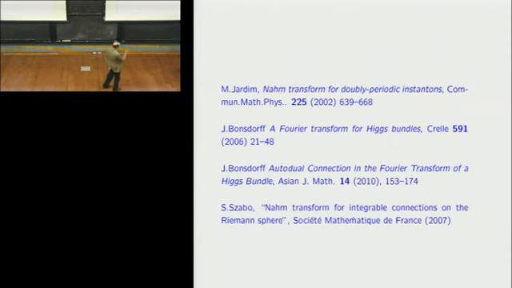So Johannes Bonsdorf was one of my students some years ago, and he's since left mathematics, but he wrote a couple of papers in an algebraic geometric context. Marcos Jardim was also partly my student, and he was looking at a different problem, but it actually involved the same kind of ideas. But I'll mention the link a little later on.